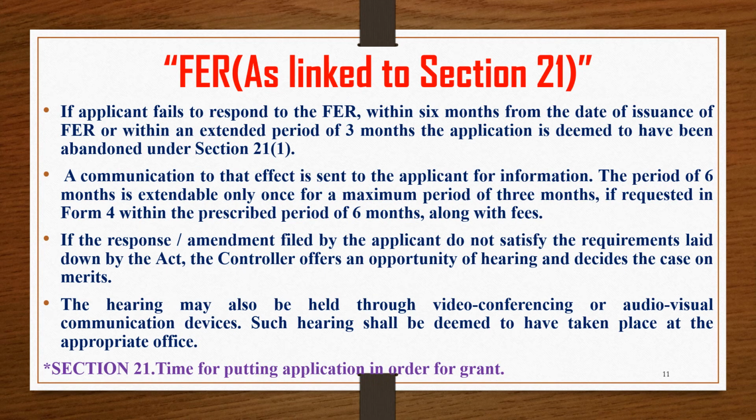FER is linked to section 21. If the applicant fails to respond to the FER within 6 months from the date of issuance of FER or within an extended period of 3 months, the application is deemed to have been abandoned as per section 21 subsection 1. The next point is a communication to that effect is sent to the applicant for information. The period of 6 months is extendable only once for a maximum period of 3 months, and that too only if requested in form 4 within the prescribed period of 6 months along with fees.